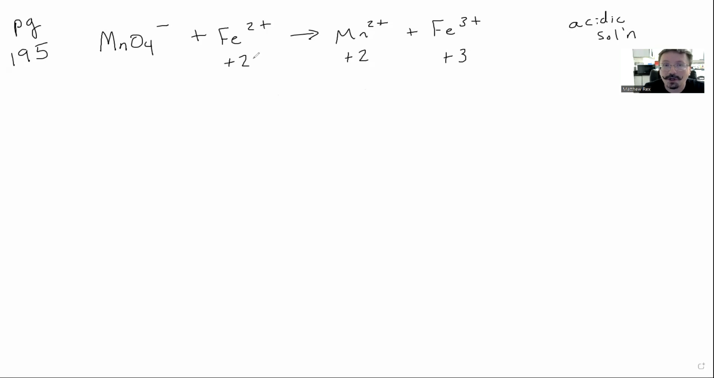So regardless of how many of these there are, if there were 2 irons for some reason here, I like to write just the oxidation state of an individual atom. That's going to make it easier at the end, I think, to track what's being oxidized, what's being reduced, and going from one to the other. How many electrons is that atom gaining or losing?